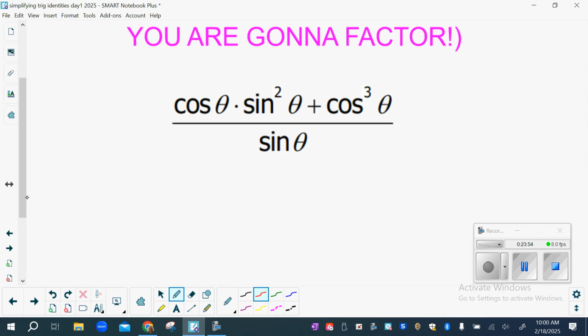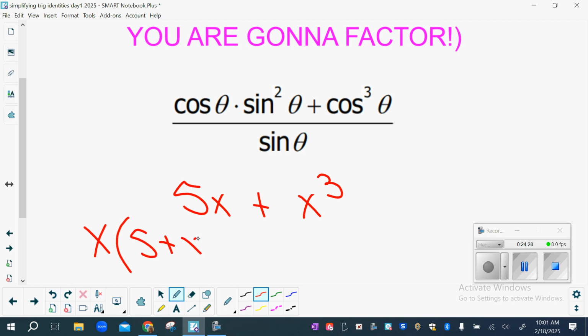I don't. So, here's what I want everyone to do. I want you to look at this. And I'm going to give you another problem. If I gave you 5x plus x to the third, and I told you to vacuum something out of this, you would vacuum out x. I would vacuum out an x. What would I be left with, Colton? 5 plus x squared.